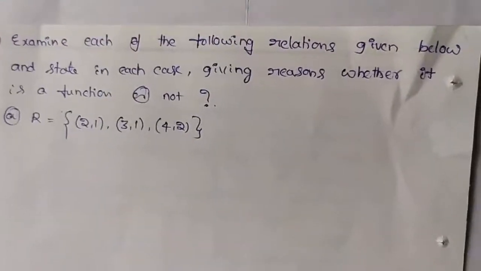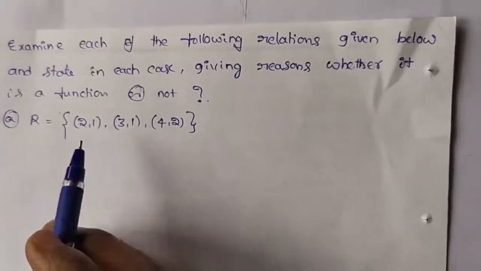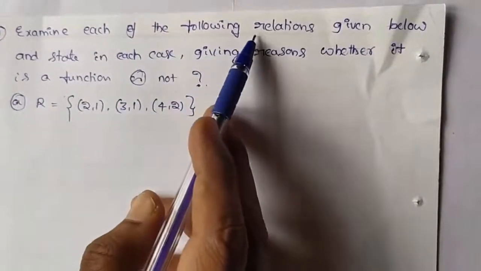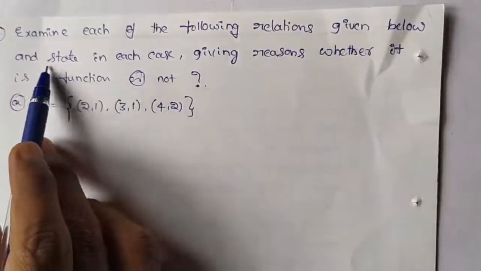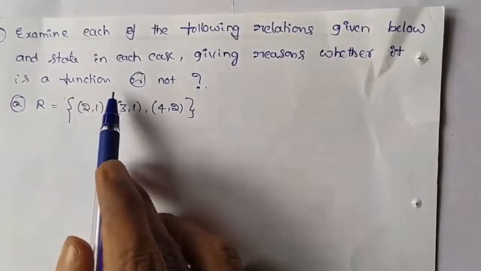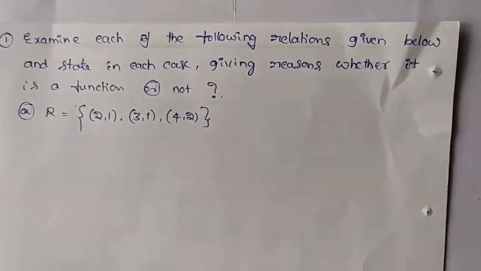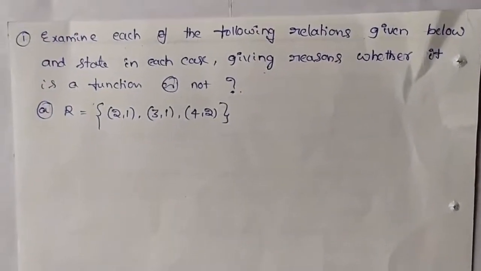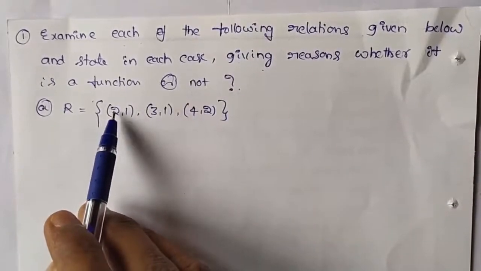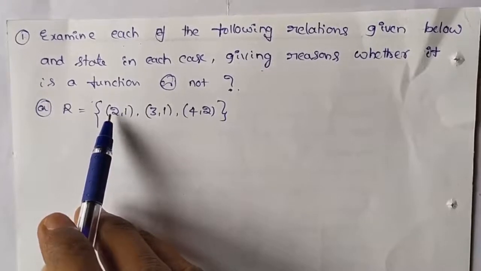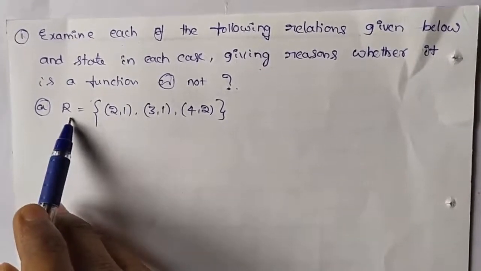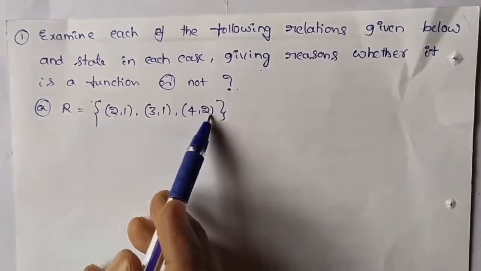Here we have the problem. Examine each of the following relations given below and state in each case, giving reasons, whether it is a function or not. Very simple thing it is. We have to verify whether the given relation is a function or not a function, and also give the reasons. Here we have the relation R equals {(2,1), (3,1), (4,2)}.